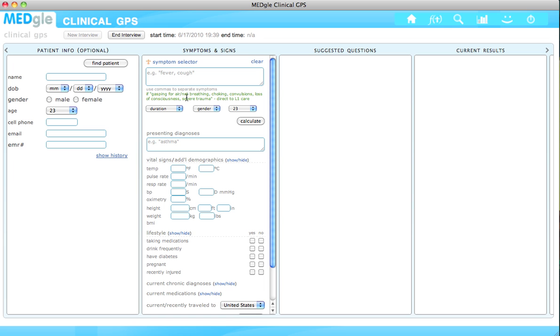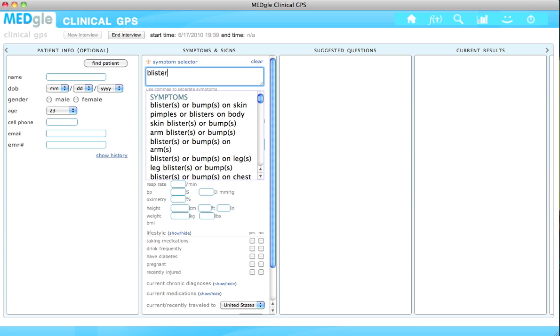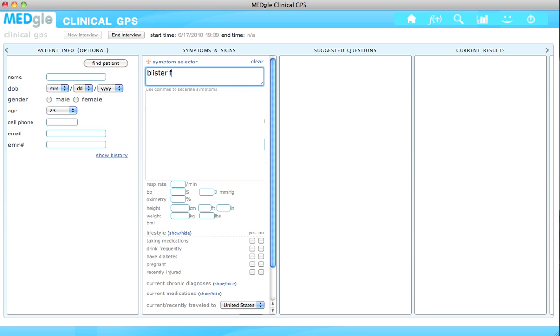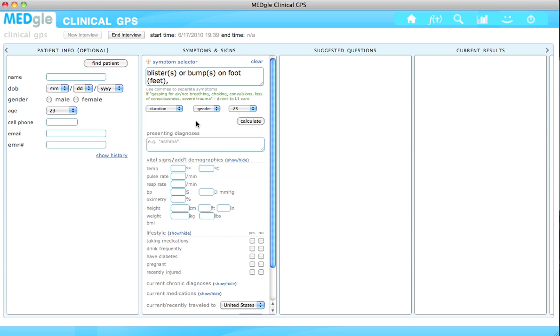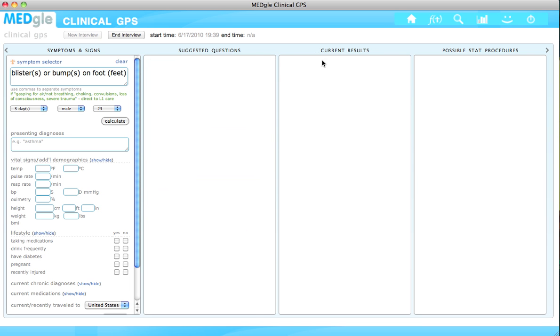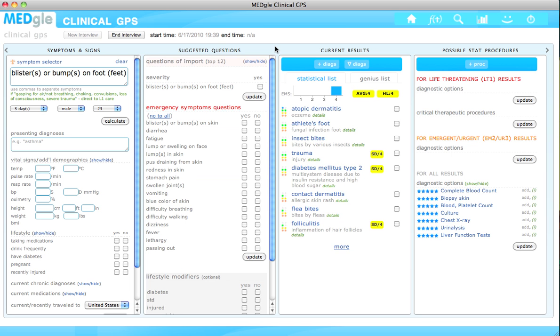So let's say that you are in a pharmacy, you're a pharmacist, and a patient walks in. They're right now complaining of some blisters on their feet, and this has been going on for 3 days. They're a male and 23 years old. What this allows us to do is when we click calculate, it will go through and analyze the information that's been given and come up with suggested questions, current results, and possible stat procedures.